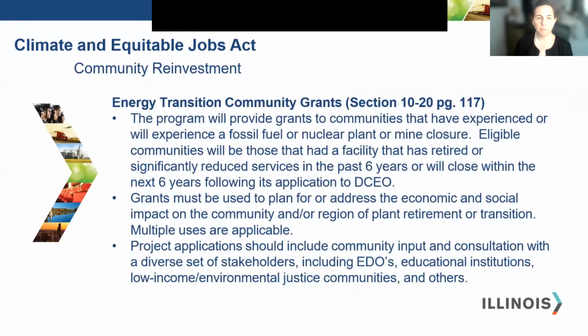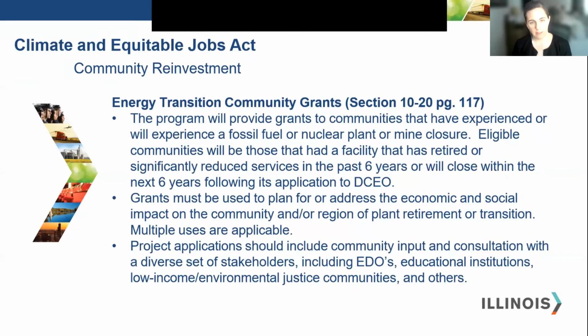Next slide, please. I do briefly want to mention a few aspects of the community investment portions of CJA. So the bill creates a grant program called the Energy Transition Community Grants Program that'll provide grants to communities that have experienced or will experience a fossil fuel or nuclear plant or coal mine closure. Eligible communities will be those that had a facility that has retired or significantly reduced services in the past 6 years or will close within the next 6 years.